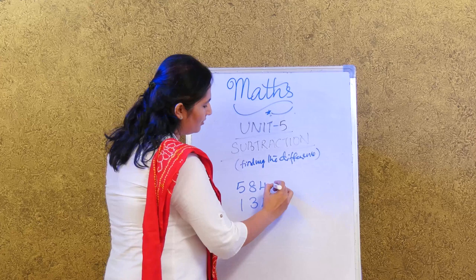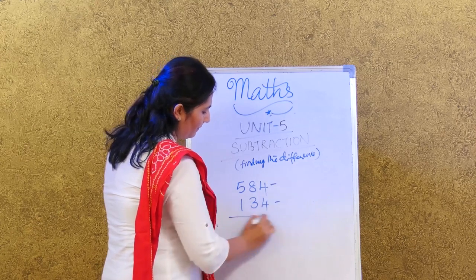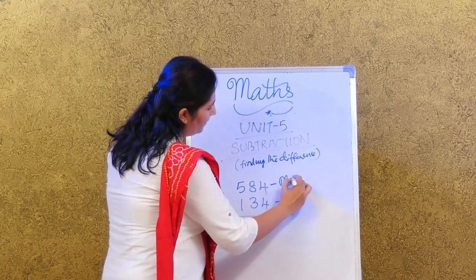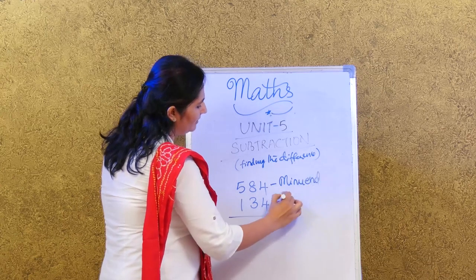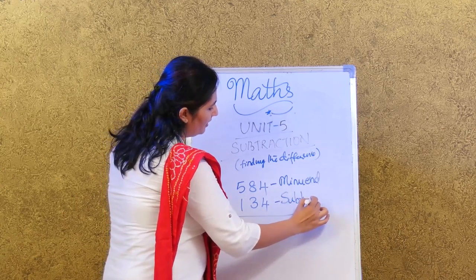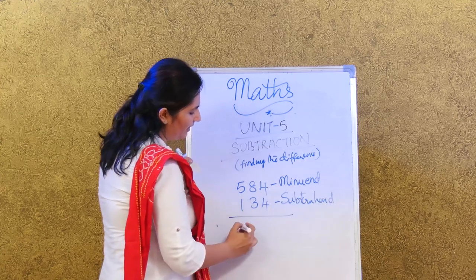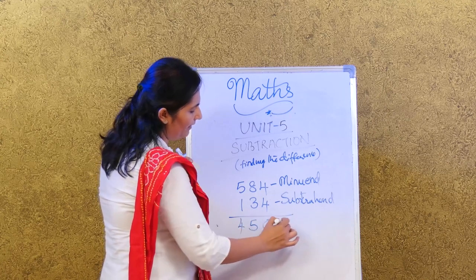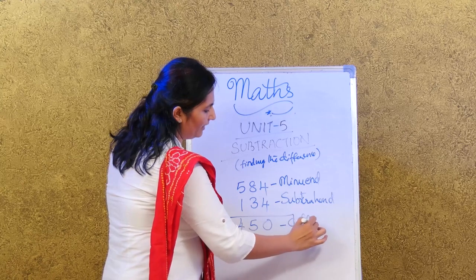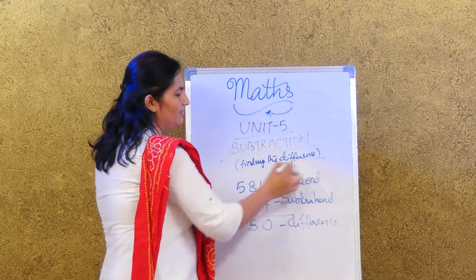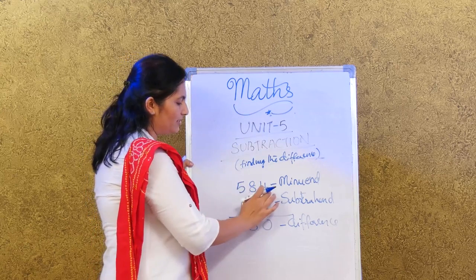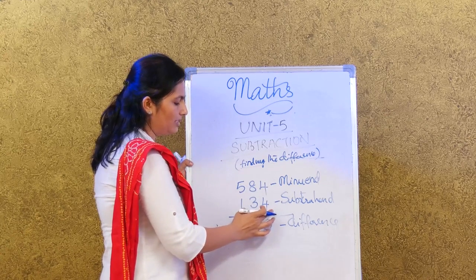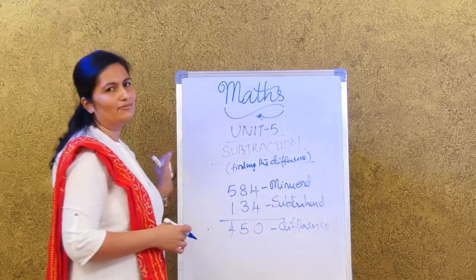The first number is called the minuend, and this is called the subtrahend, and the answer that we get is called the difference. Now did you understand finding the difference? Yes. So the first number on the top will be the minuend and the second one is the subtrahend, and when we minus both you get the answer, and that is called the difference.